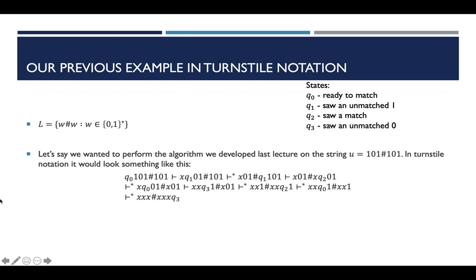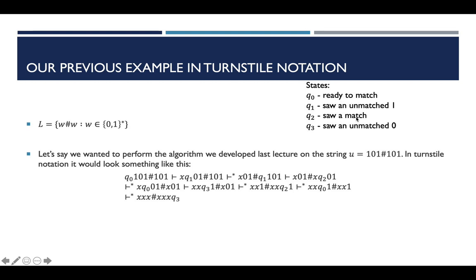After I've rewound, I'm going to turn the 0 that I find into an X. I'm going to update my Q0 to a Q3, which we were saying means I've seen an unmatched 0, and then I'm going to move my read-write head to the right 1. Then I'm going to fast forward on the tape until I reach the very next symbol. I'm going to recognize that that 0 is matching my previous 0. I'm going to update to Q2 after I read it. That Q2 means I've seen a match.